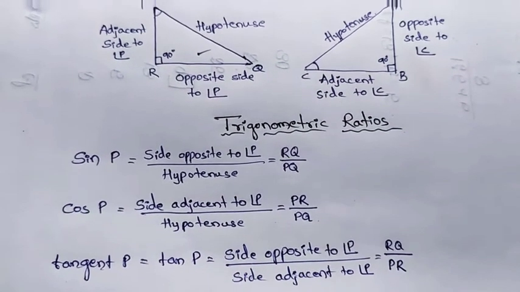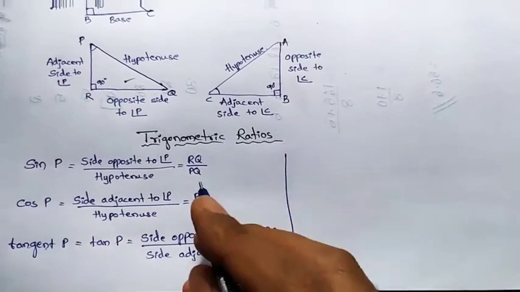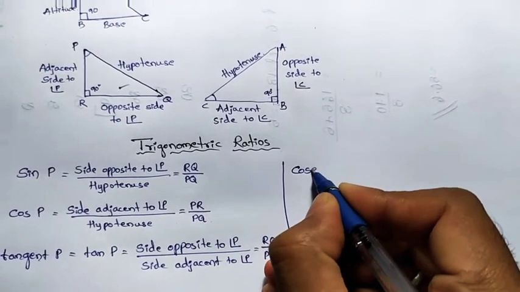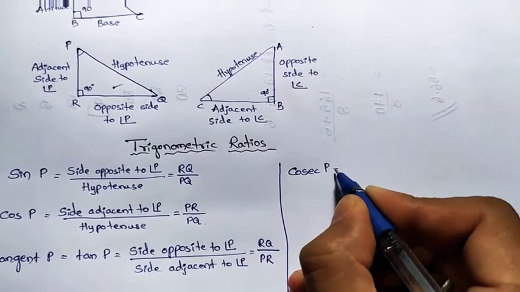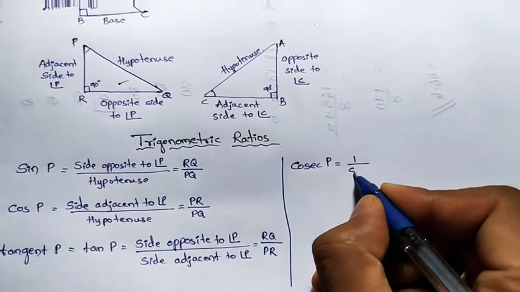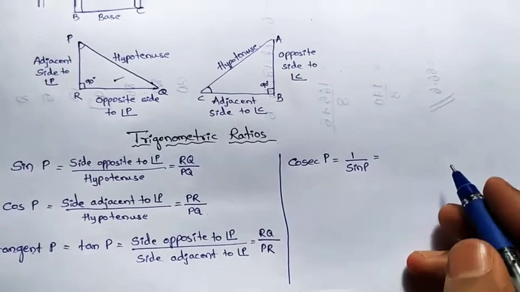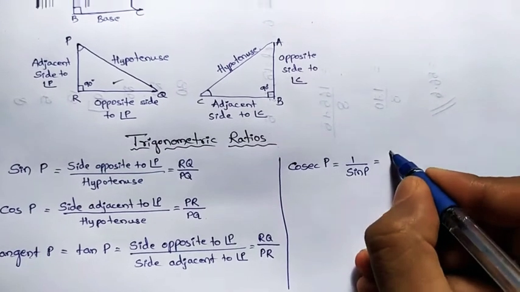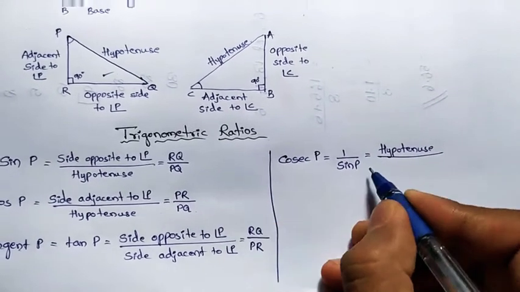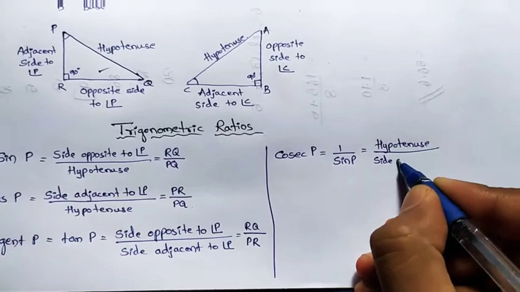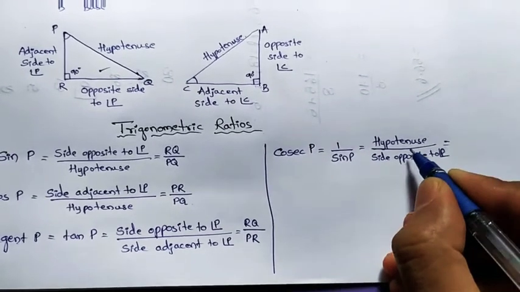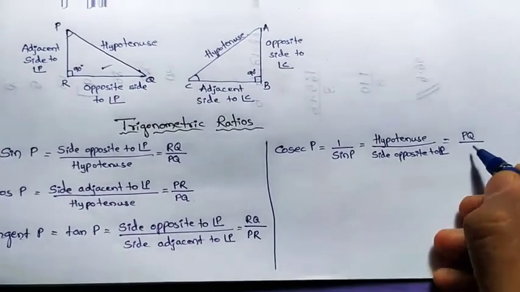The next 3 ratios are here. Those are cosecant, in short cosec P. Cosec is the inverse of sin P, that is 1 by sin P, or you can say the ratio hypotenuse by side opposite to angle P. Hypotenuse is PQ divided by RQ.